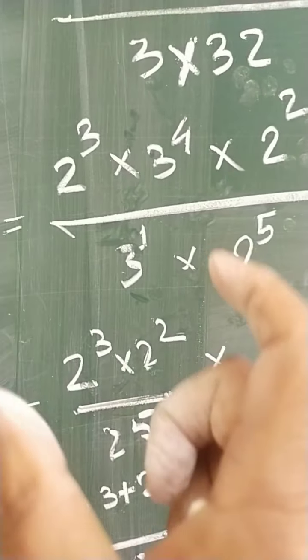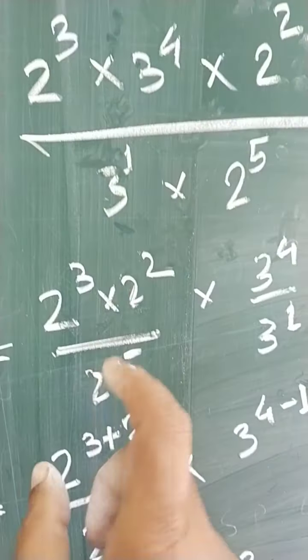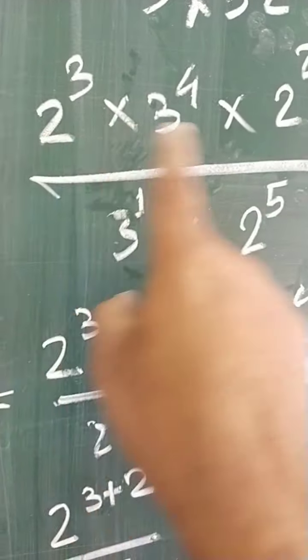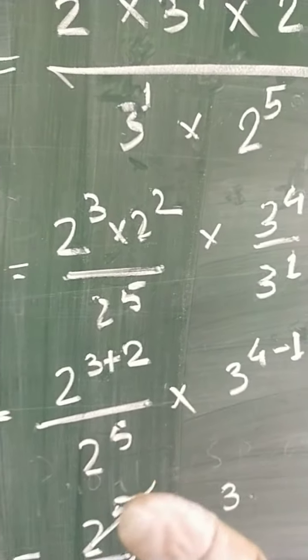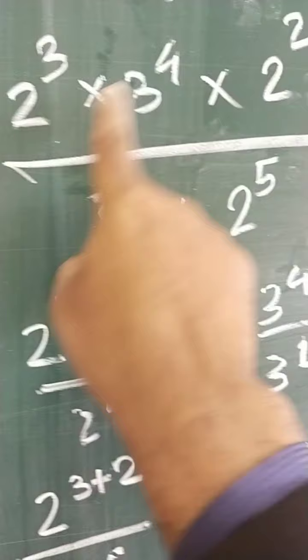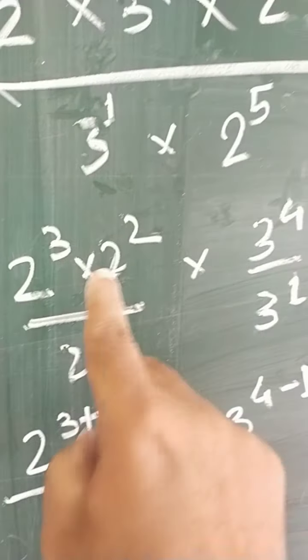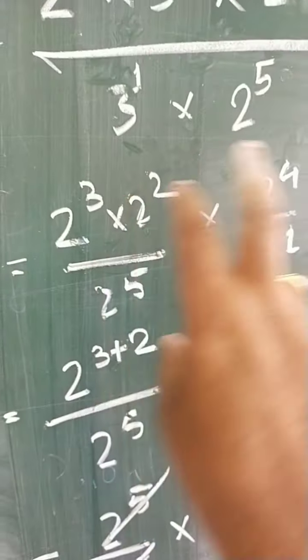Now in the next step you see that I have grouped all the similar bases together, that is, base 2 and base 3. I have written it separately so that the calculation becomes a little easier. Once you have written all the base 2 terms, say 2 cube, 2 square and 2 to the power 5 together, and 3 to the power 4 and 3 to the power 1 together, I have made a separate group like this.